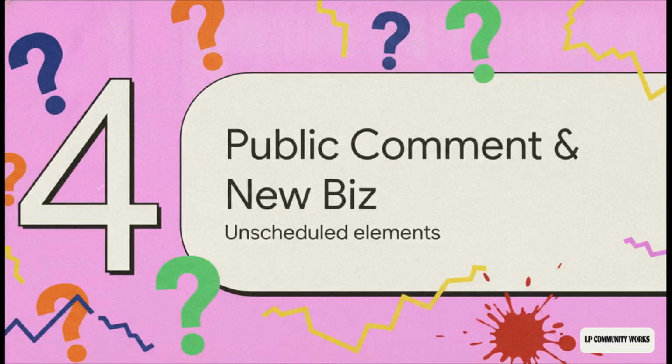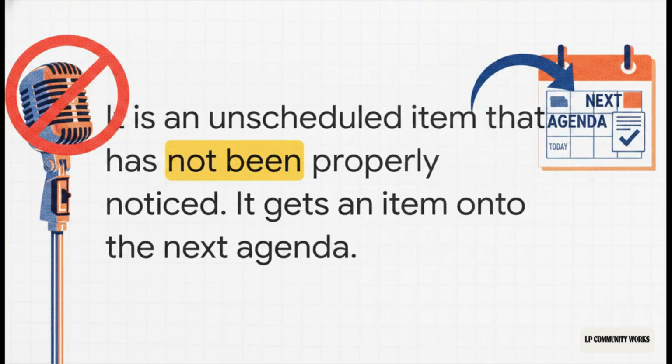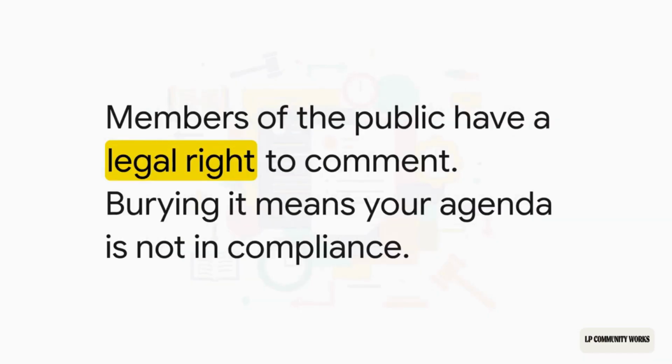Okay, moving to Section 4, public comment and new business. The unscheduled elements. People often treat new business like an open mic night, which is super dangerous. Raising something under new business is a feature, not a flaw. Because these items haven't had proper public notice yet, they generally can't be acted upon right then and there. It's simply a way to get an item onto the next agenda. It is absolutely not a shortcut for an immediate vote, and treating it like one puts you at major legal risk.